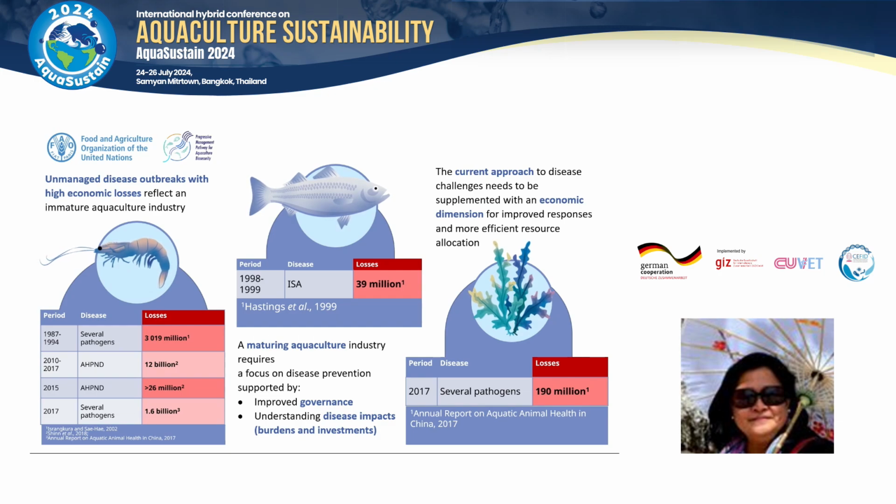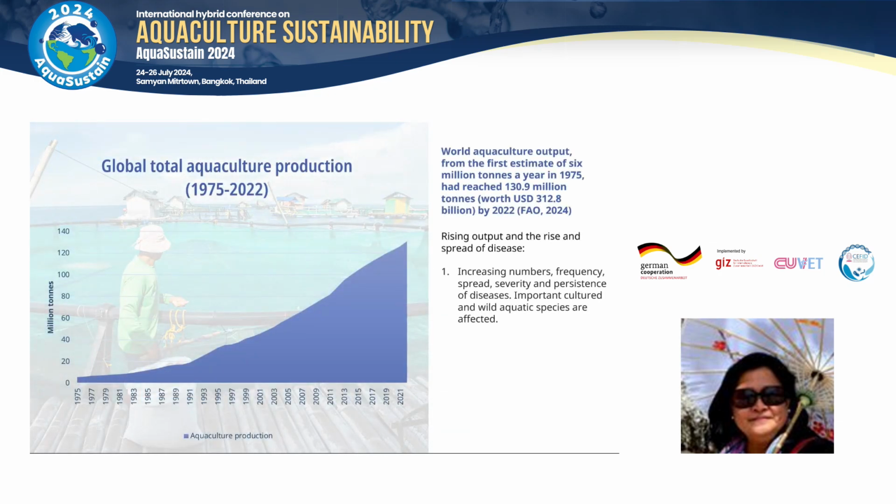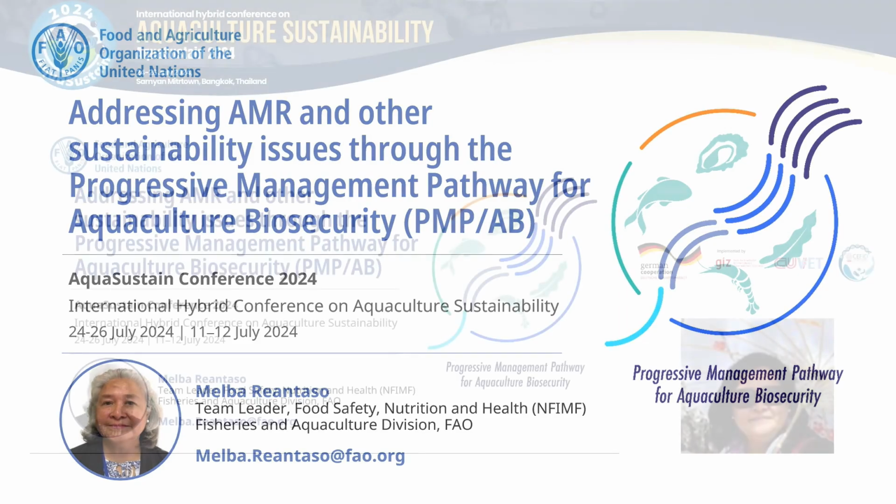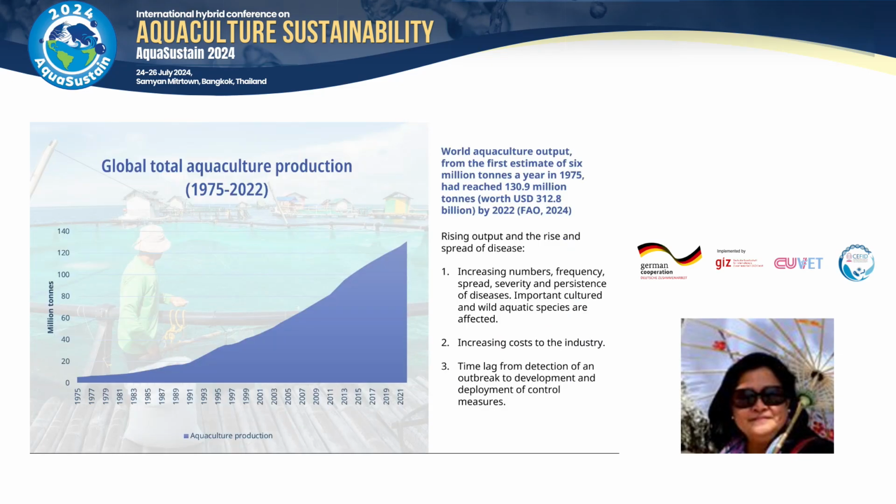resource allocation. From the first estimate of 6 million tons a year in 1975, world aquaculture output had grown to 12.8 billion US dollars by 2022. By the 1990s, however, the emergence and spread of new and other persistent diseases began to cause concern to aquaculture stakeholders that these diseases were slowing the growth of the sector.